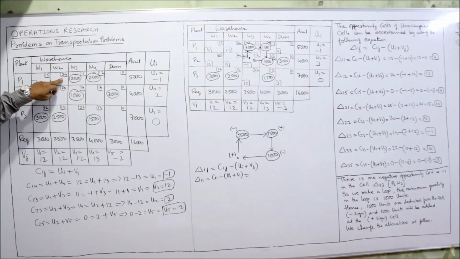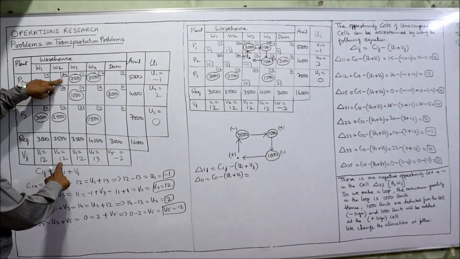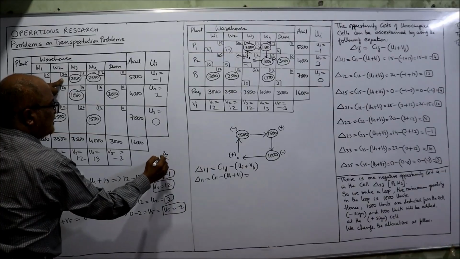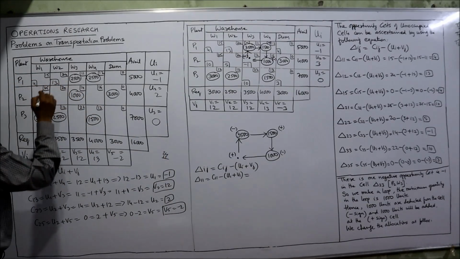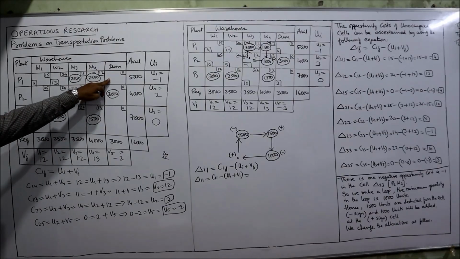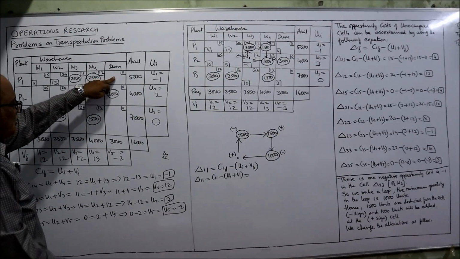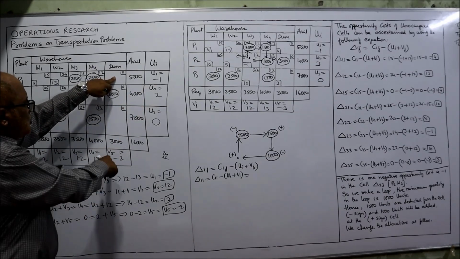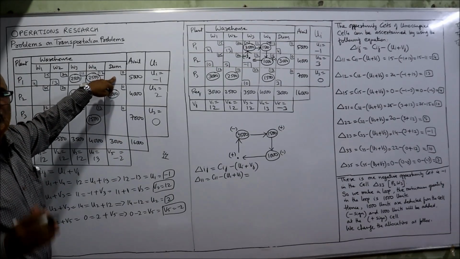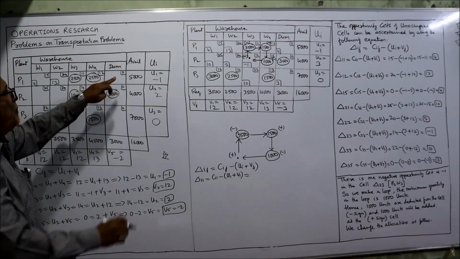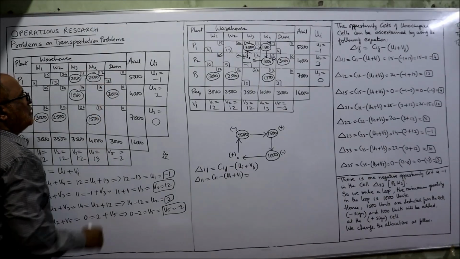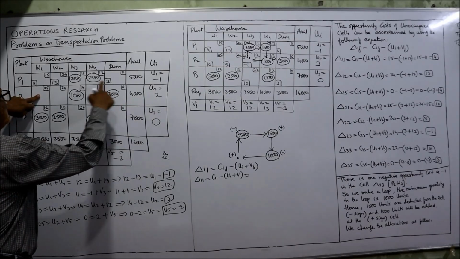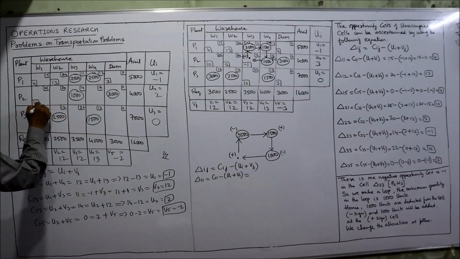Here also 24 is the Cij value. So 12 minus 1 is 11. 24 minus 11 is 13. So we got 13 as opportunity cost, right? Here the Cij value is 0, and u and v are minus 2 and minus 1, which will become minus 3. So 0 minus minus 3 will become plus 3. So positive opportunity cost. Here 25. 12 plus 2 is 14. 25 minus 14 is 11.